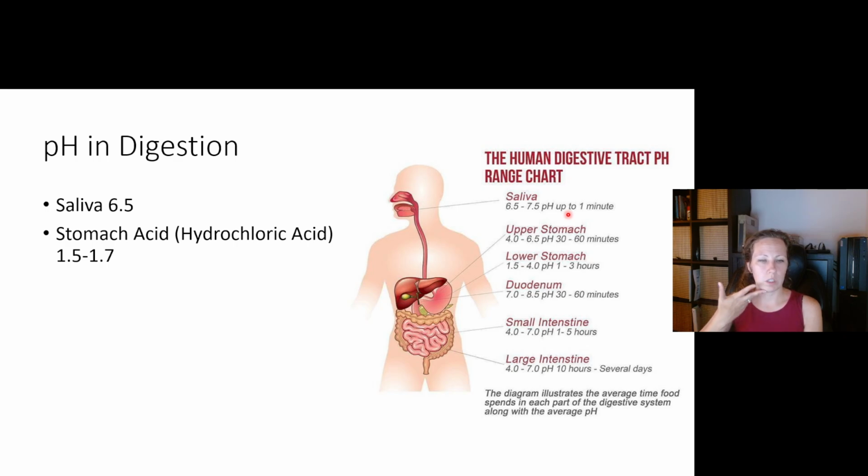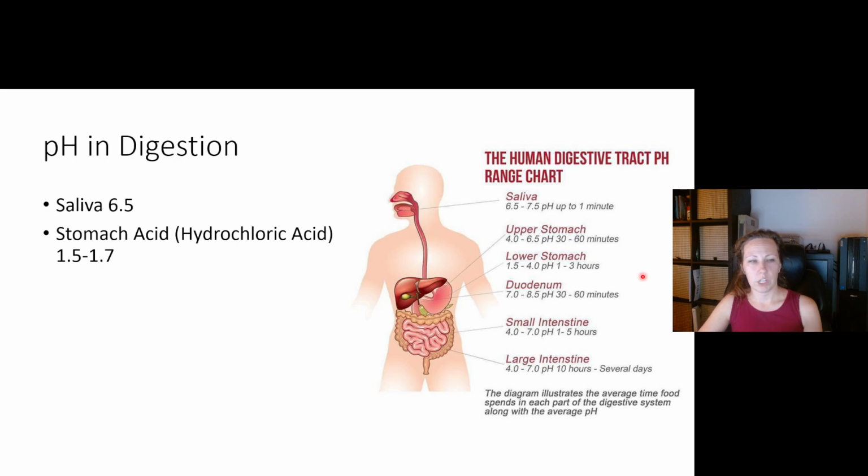Then once the food enters the stomach, it is exposed to stomach acid. So hydrochloric acid has pH of 1.5 to 1.7. And there can be a normal range to that. So like upper stomach is 4. So before it reaches the hydrochloric acid is 4 to 6.5. But then the lower stomach, where there's a lot more hydrochloric acid, is 1.5 to 4 pH. And so this is going to be a lot of the breakdown of your food.